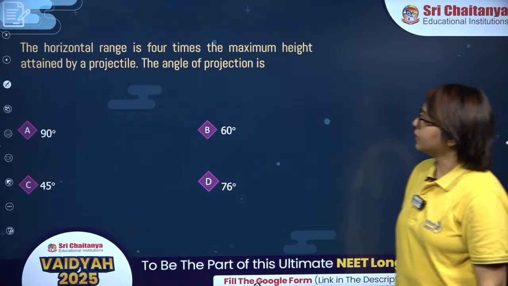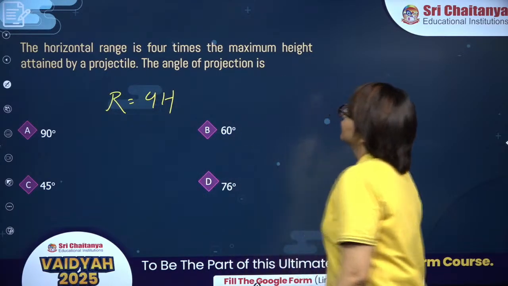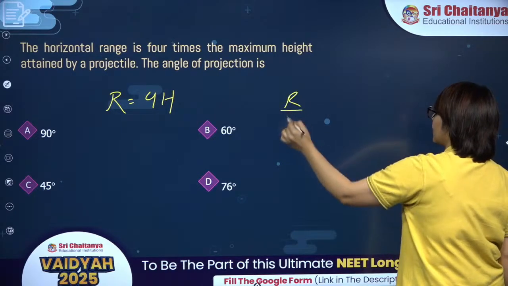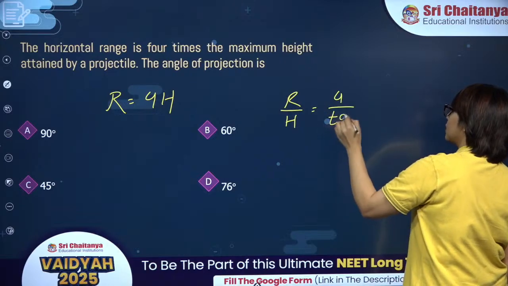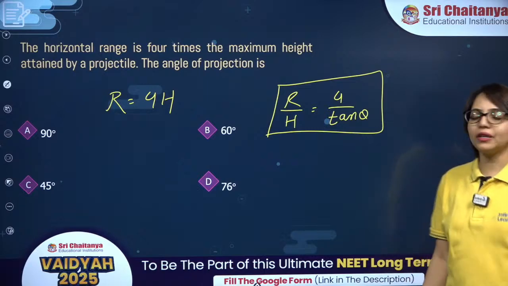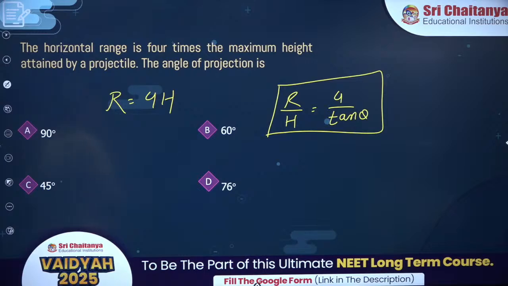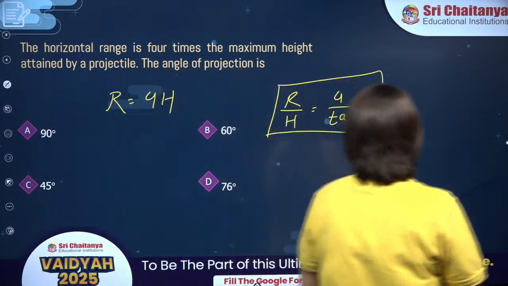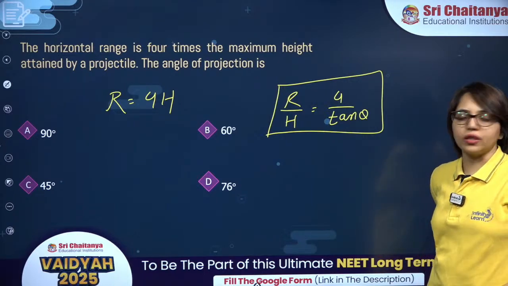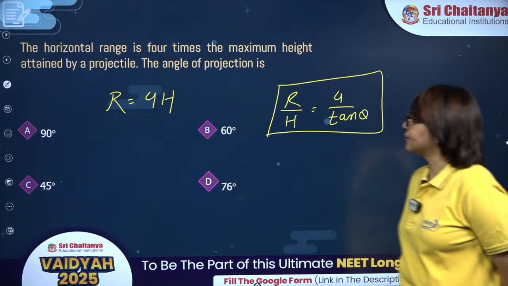Let's try this one. The horizontal range is 4 times the maximum height attained by a projectile. The angle of projection is, so here you can use this one, R upon H should be 4 upon tan theta. This is the ratio. You can use this one as shortcut for solving this types of questions easily. Try this one, everyone. R upon H is equal to 4 upon tan theta, where theta is the angle of projection, R is range, H is height.